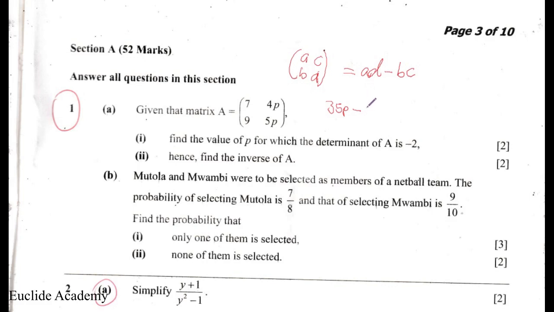So we have 36p. That should be equal to, they've already told us that the determinant is -2, so that should give us -2. So what is the value of p? You've got 35p minus 36p. What is the answer? The answer is -p, right? Because you're subtracting a bigger number from a smaller number. So -p is equal to -2. When you have this, you divide by -1 on both sides so that we get rid of the negative on p. So we have p is equal to a negative into a negative, that is 2.